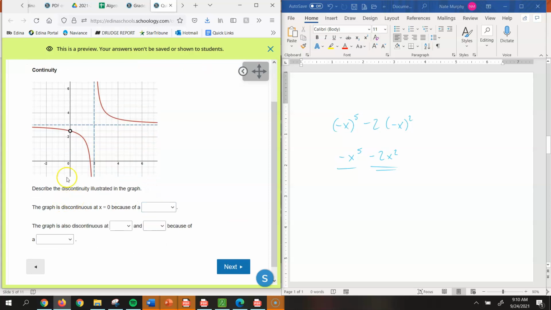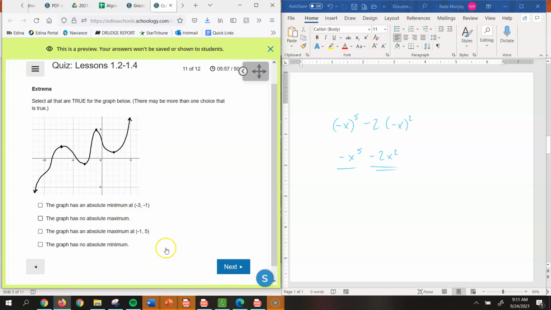And then with this one, we're trying to find where it's discontinuous, because we can't draw these graphs without lifting up our pencil. We see that there is a hole here, so that's where x is 0. The graph is also discontinuous at the asymptote where x is 2. And it's also discontinuous at the line y equals 3. And again, those are asymptotes.